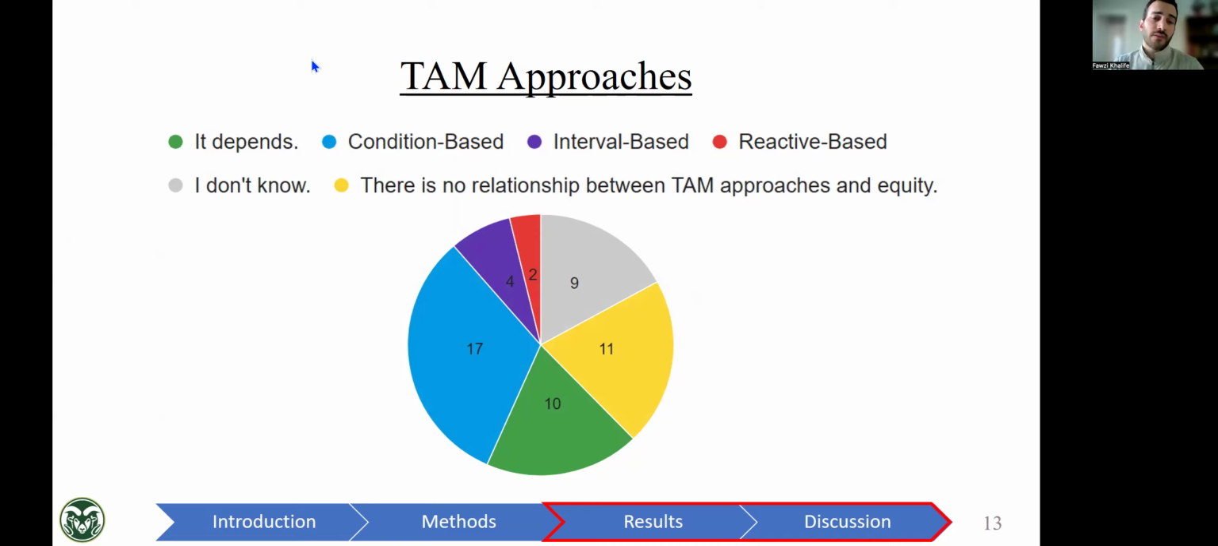A considerable amount also mentioned that there is no relationship between TAM and equity, which is also interesting, and it shows that asset management professionals still think that equity or social impacts are separate from asset management practices, right? So we need to bridge that gap and the equity part and the social part.